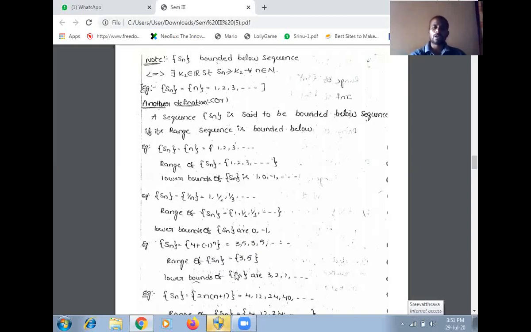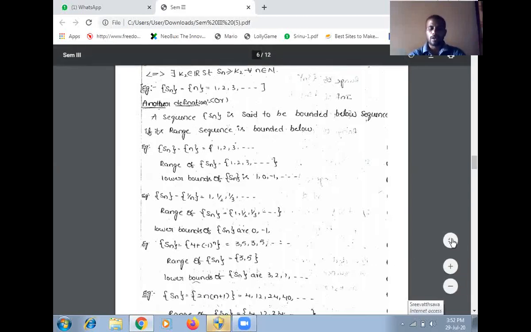So what are the lower bounds of this sequence? Here 3 is a lower bound of this sequence, and similarly all values less than 3 are lower bounds of the sequence. Less than 3 are 2, 1, 0, -1, -2 and so on. These are all lower bounds of this sequence. So the lower bounds of Sn are 3, 2, 1 and so on. I am giving another example also here.